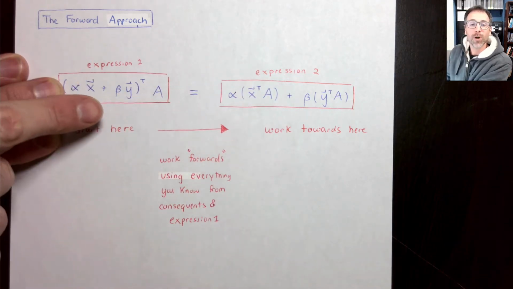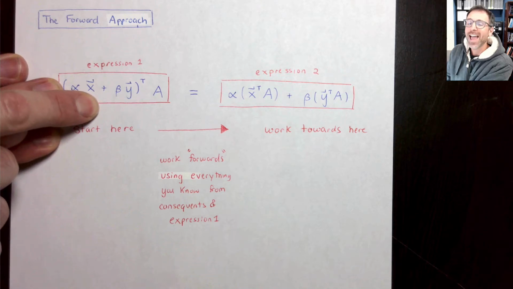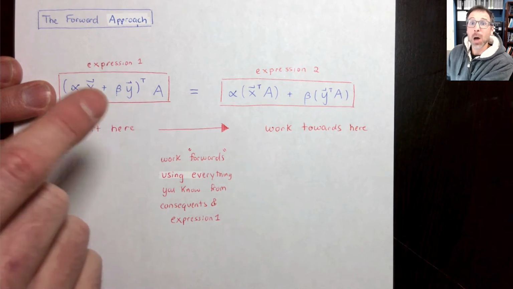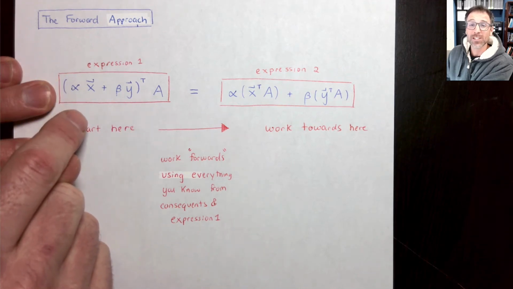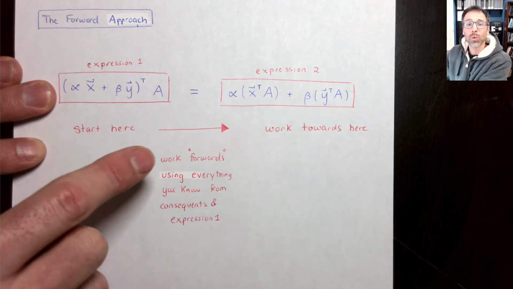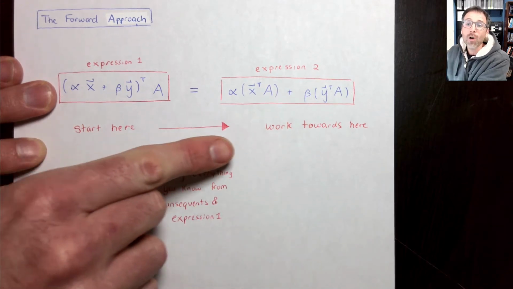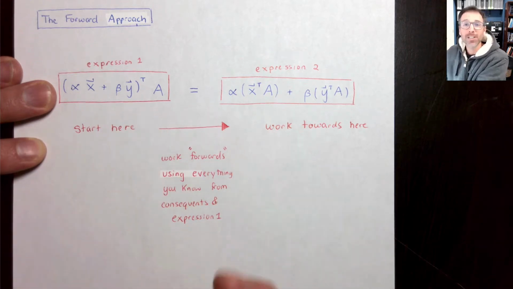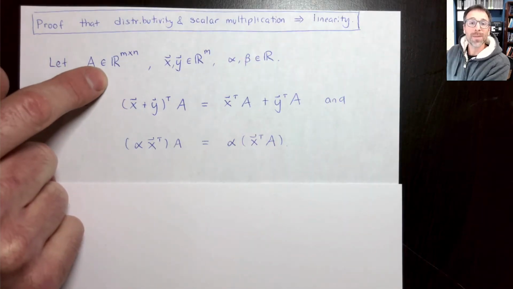What we do in the forward approach is we start with expression 1 and then use any knowledge of definitions, theorems, anything that we've studied in the class, plus the assumption of the antecedent that we started with for the proof, so that we can get towards expression 2. So we're working from expression 1 forwards to expression 2, where the forward direction is because we read from left to right. Okay, with that, let's go ahead and assume that the antecedent is true.